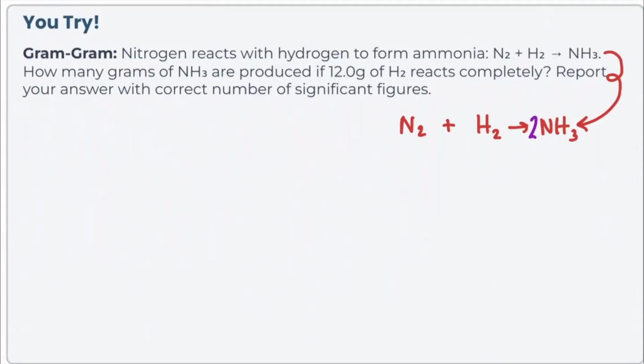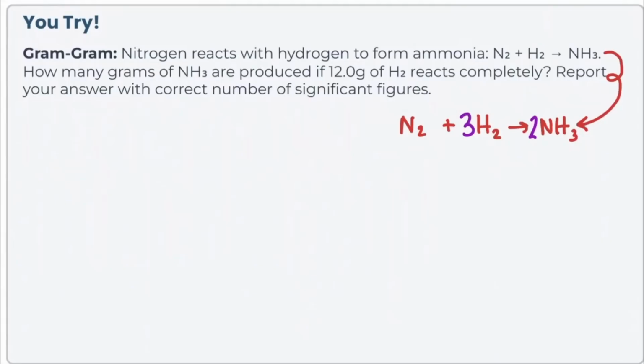So 2 times 3 is 6. So to balance that with the left side, we got to place a 3 as a coefficient in front of the H2, so that 3 times 2 is 6. Now we're good. So our ratio is, for every 1 mole of nitrogen that reacts with 3 moles of hydrogen, we produce 2 moles of ammonia. Fantastic. Now let's set up our problem.